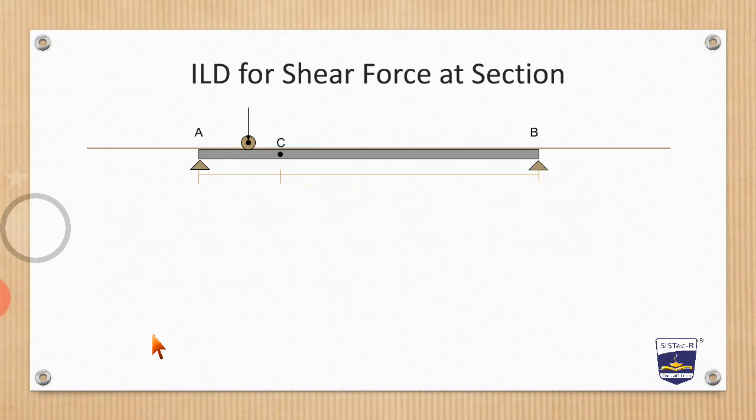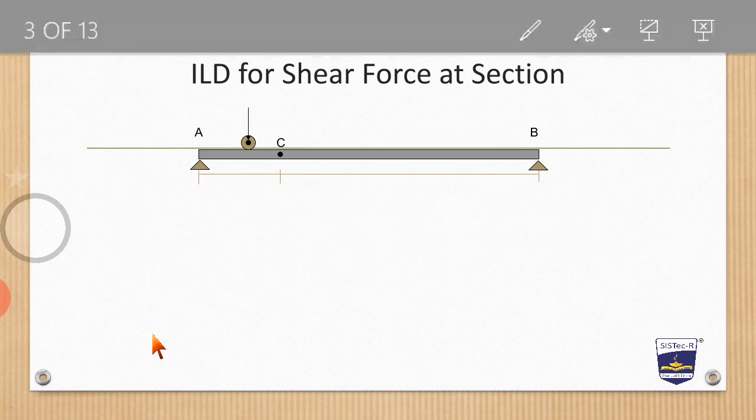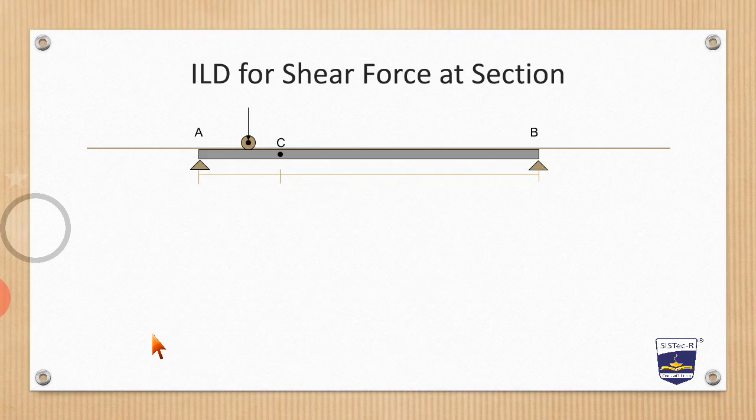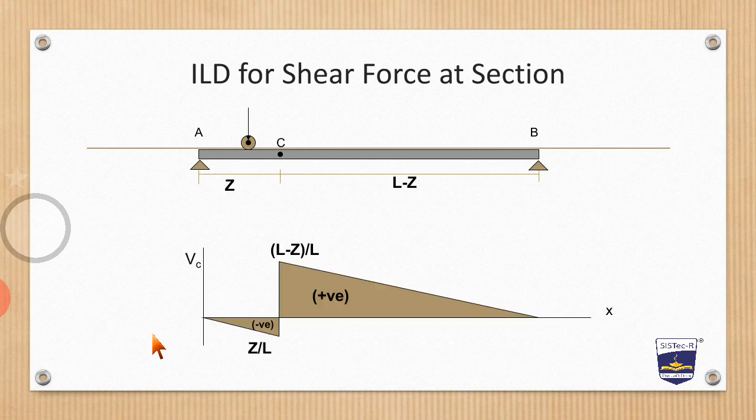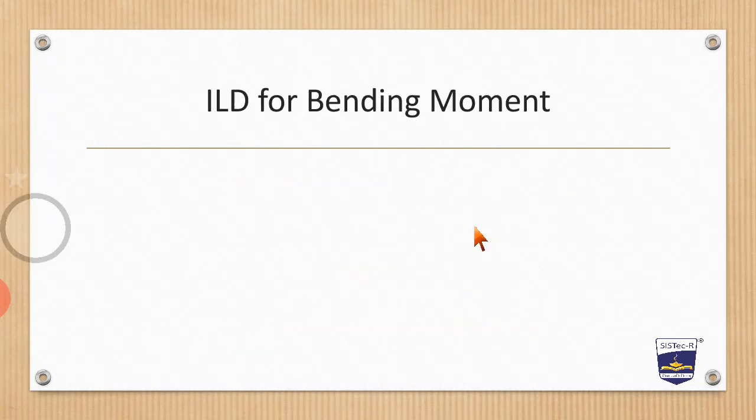This is the ILD for shear force at a section. So we have seen that this ordinate is equal to (L minus Z) upon L, this length upon total length, and in the negative direction, it is Z upon L. So this we have seen in the previous video, how this is drawn, and all the related aspects we have seen in the last video.